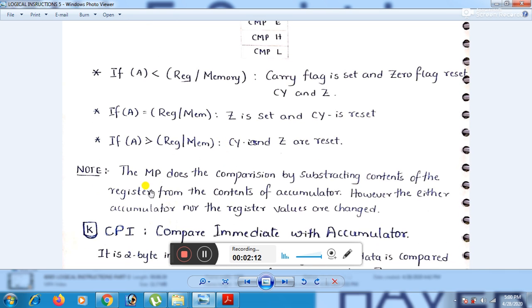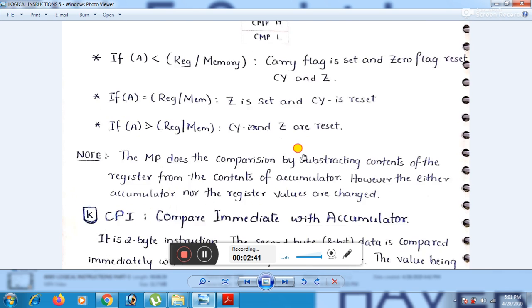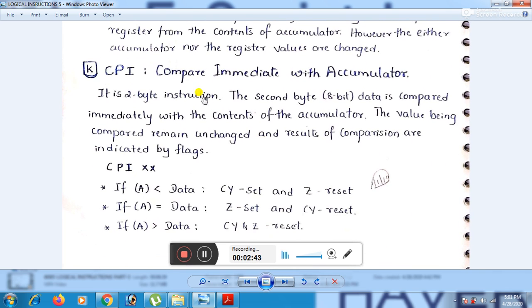Now, the microprocessor does the comparison by subtracting, as I have told, the contents of the register from the contents of accumulator. However, neither accumulator nor register values are changed. So after comparison, I mean to say subtraction, both the accumulator contents and register or memory contents will be preserved as they are, but the result will be shown by setting the respective flags.